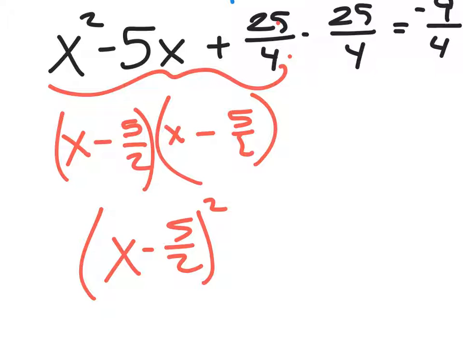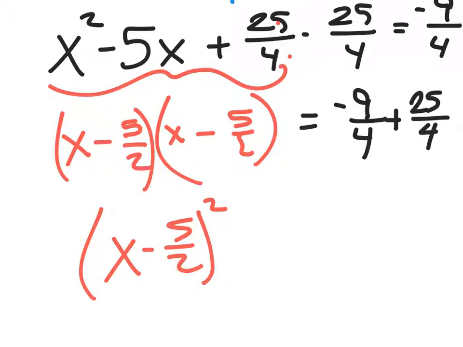And this is why the quadratic formula would have been a million times easier. But they said complete the square, so that's what we're going to do. I'm going to take this negative 25/4 and add it to the other side. So I have negative 9/4 plus 25/4. So I'm going to get positive 16/4.